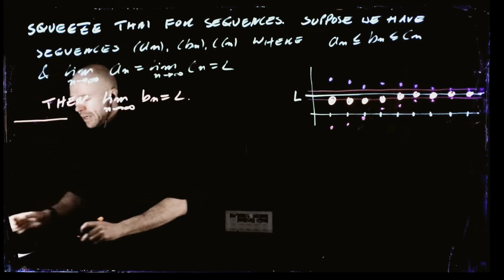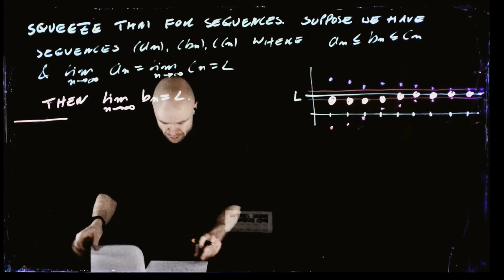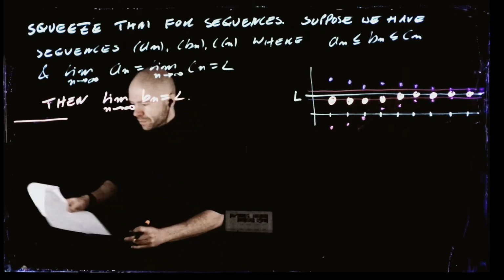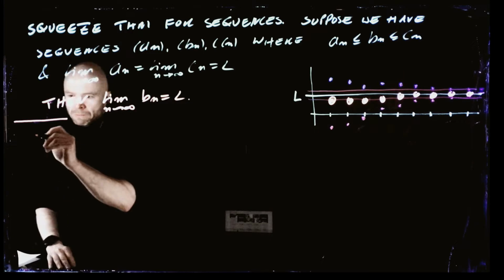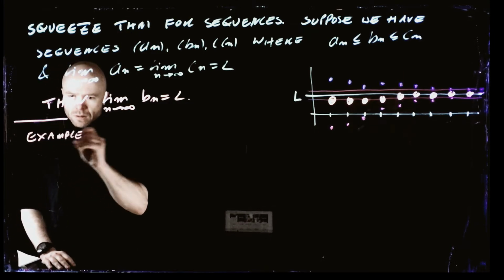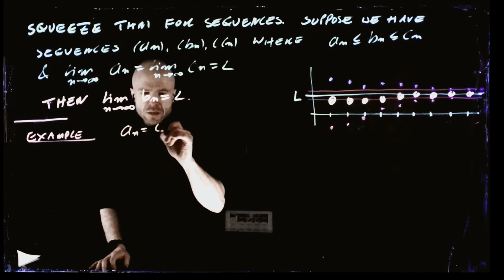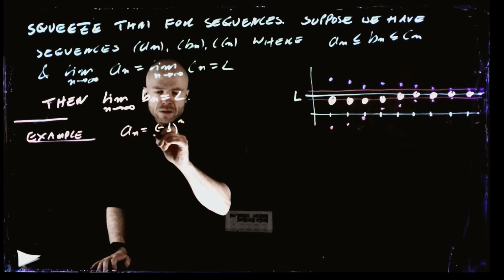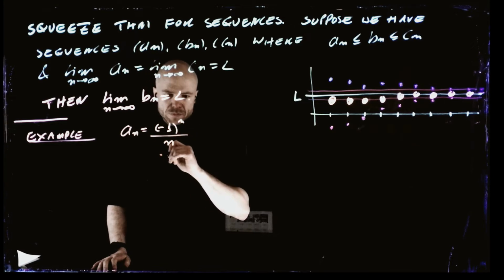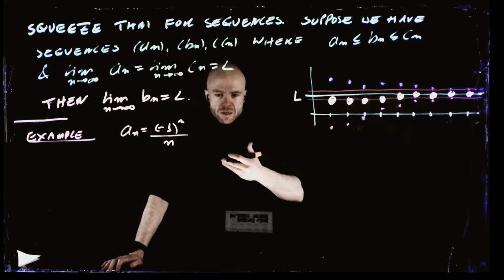So this is sometimes useful for finding particular limits that are otherwise harder to do. Let's do an example. Suppose we have this sequence, AN equals (-1)^n over n. And we want to show that this thing has a limit, right?